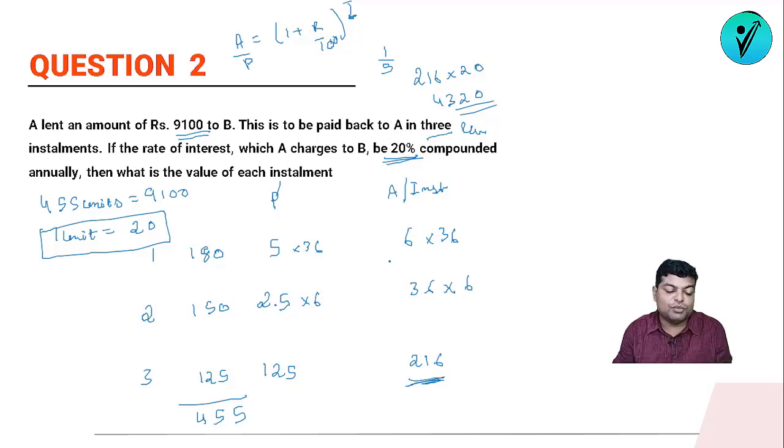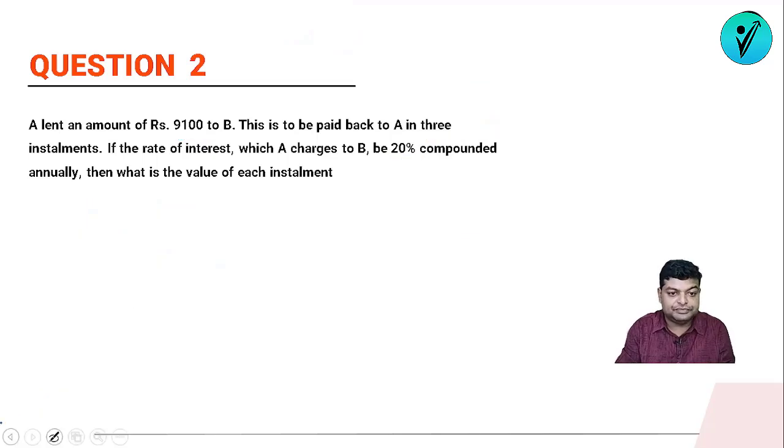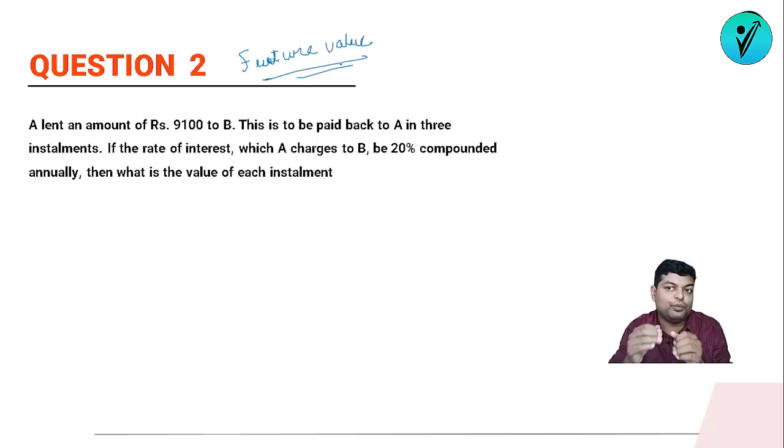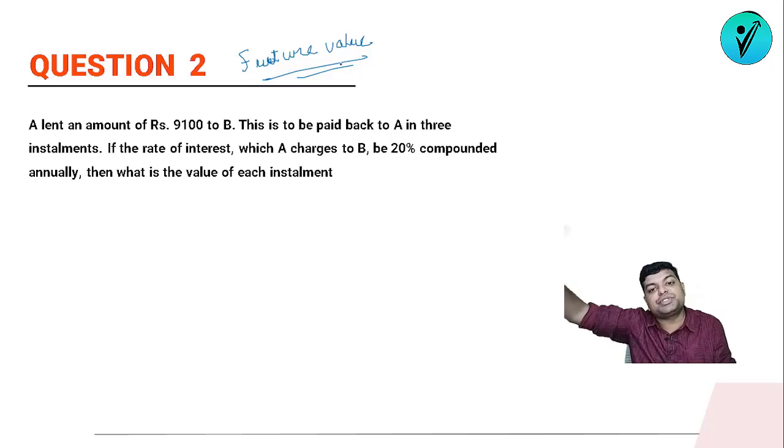Now let's learn one more method, and that is a very important method, which is the future value method. Let's do the same question with the help of the future value method. Future value method means that whatever interest you are paying or whatever loan you have taken at present, what will be the value of that money in the future. Whatever money today I have, what its value is going to be in the future.